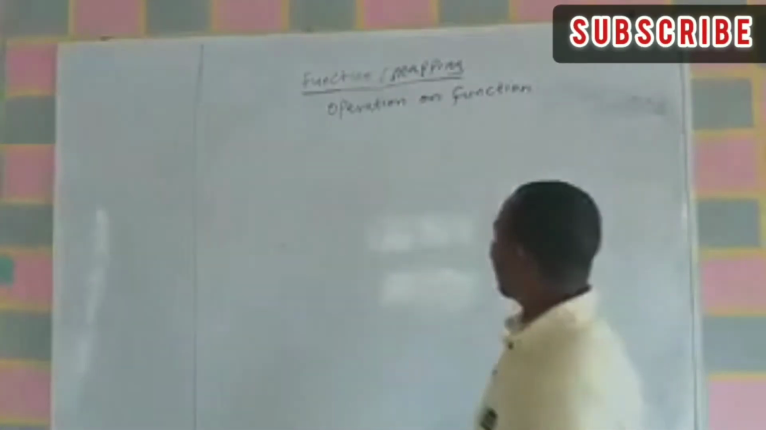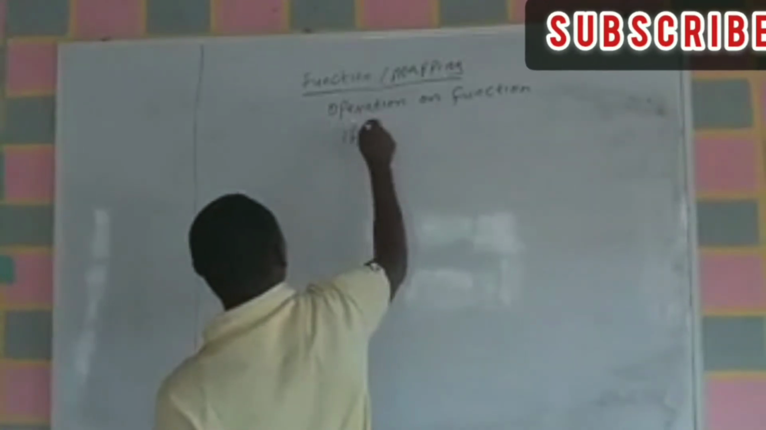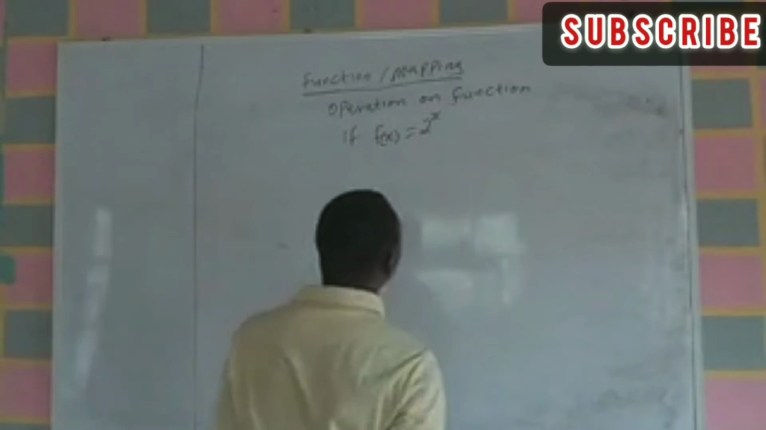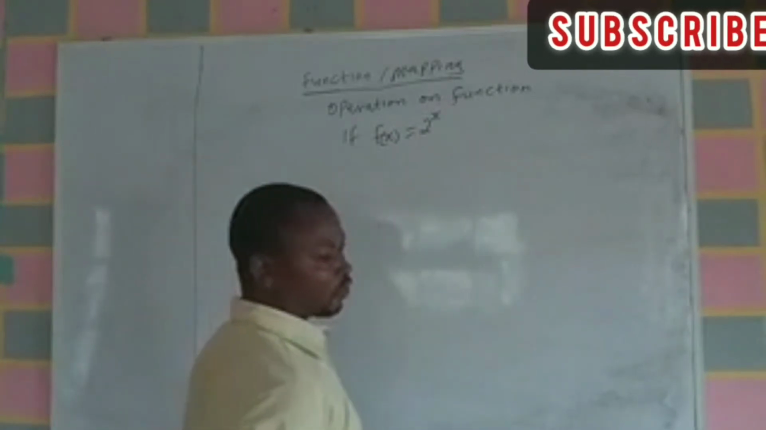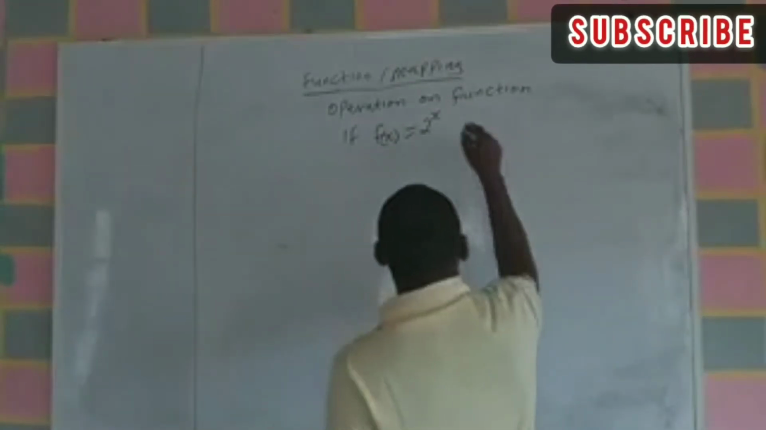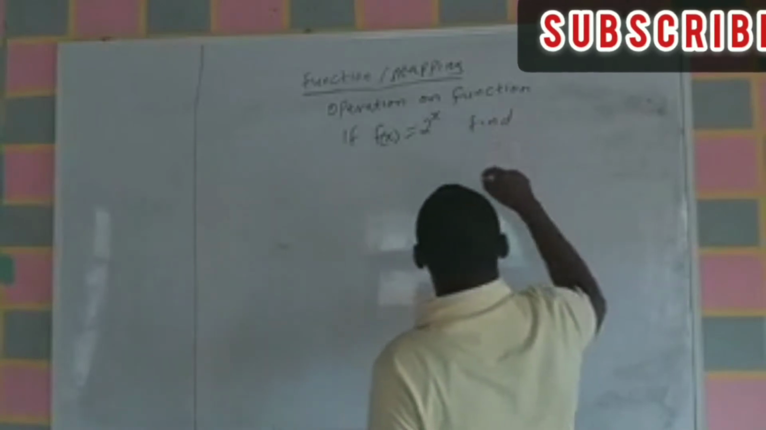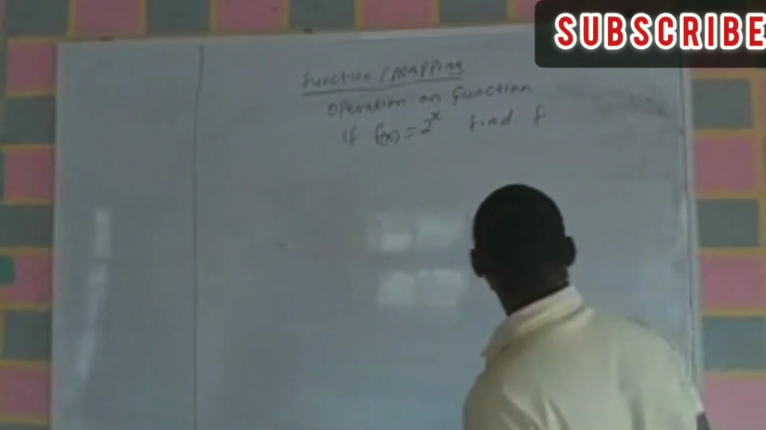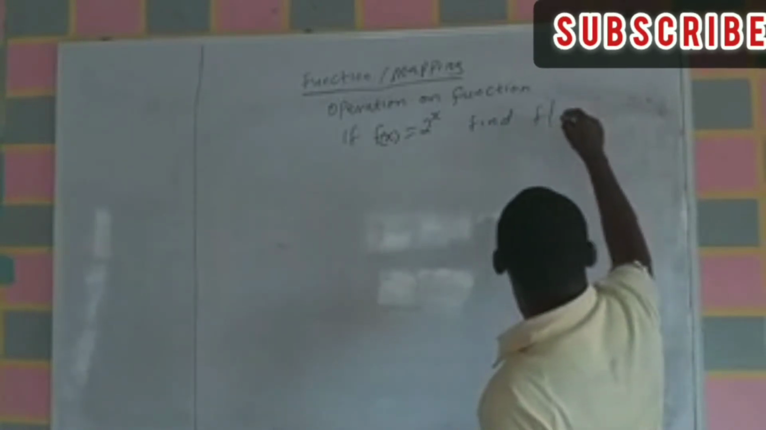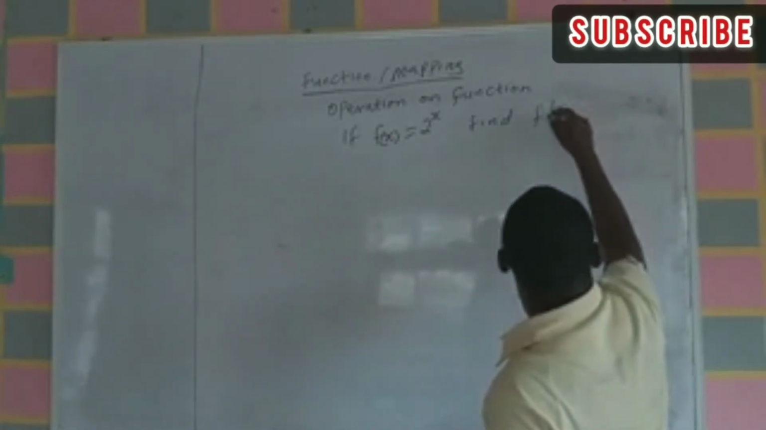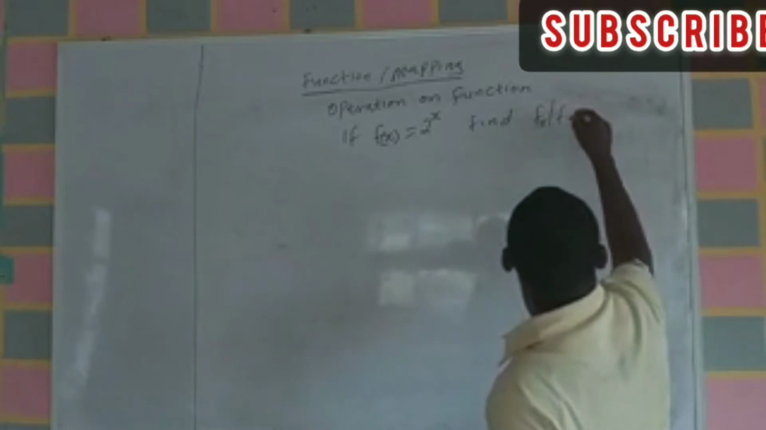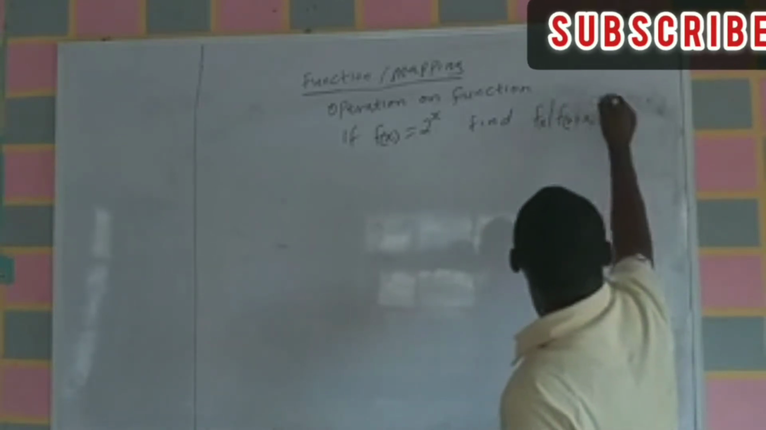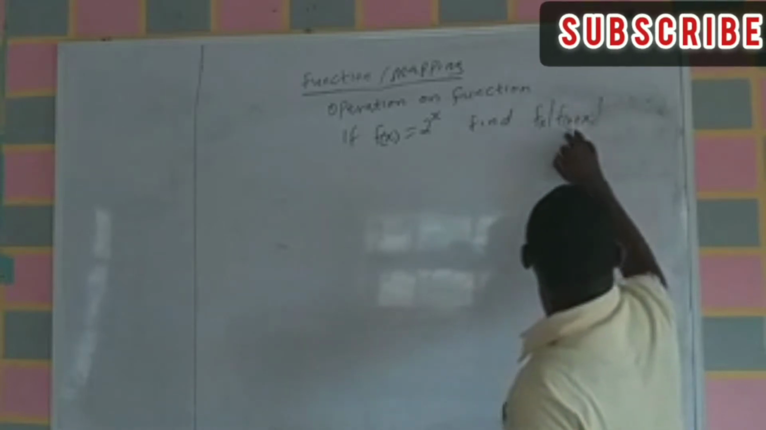If f of s equals 2 raised by x, find f of x, f of 2 plus s. Okay, let's go this way.